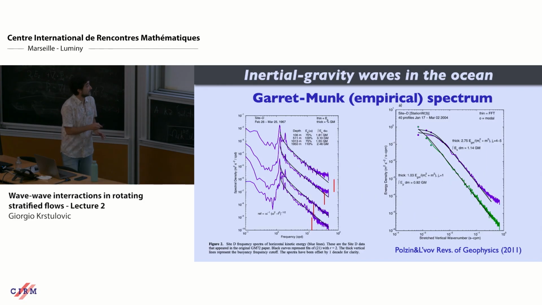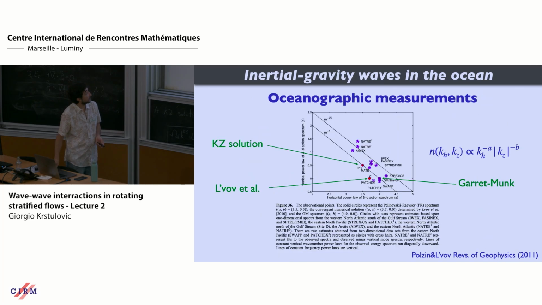What was nice is that in the 60s, when they came out with this formula, they used data from the so-called site D. These are observations, and they fit it nicely over many decades, and that was a kind of fantastic prediction. Of course, then people performed many observations.